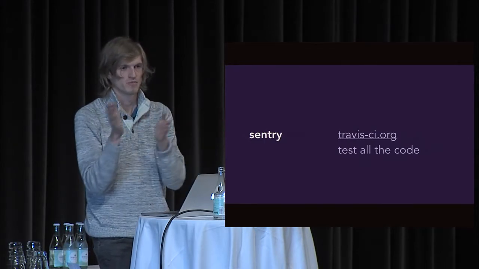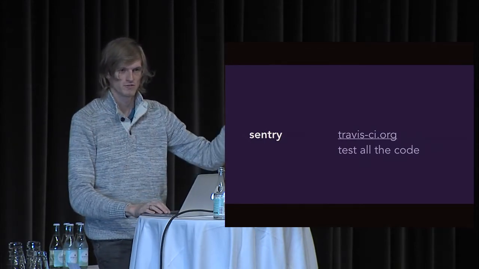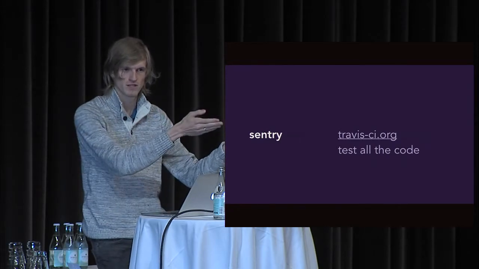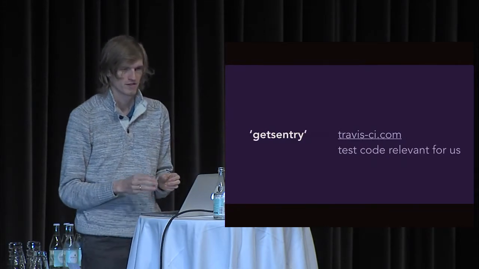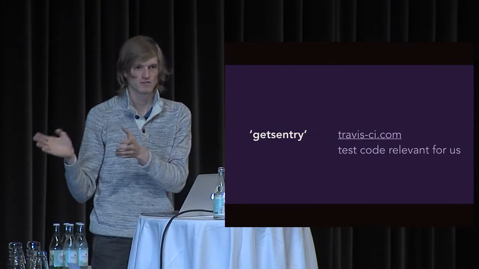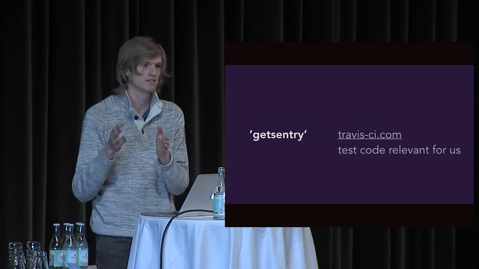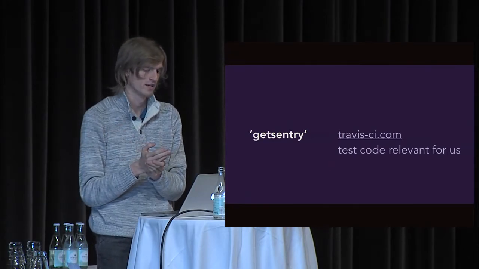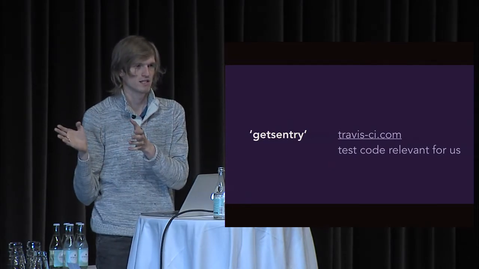So the open source version of Travis tests all of our open source code, but we treat this separately from the deployment we're doing. So if you're doing a change on Sentry itself, it's going to the open source repository, but the deployment goes out of the other repository, which sort of gets Sentry. And this one is actually tested on Travis CI, but it's tested on the closed source version of it. And this only tests the code that is relevant for us.